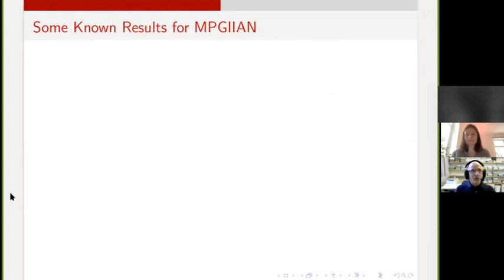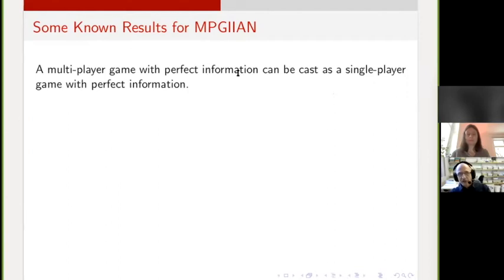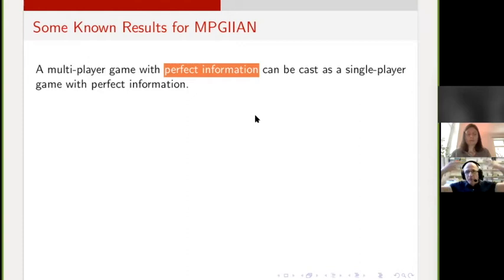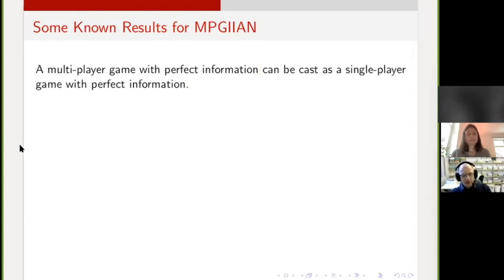Okay, so some known results or insights about this class. First, if the game is of perfect information, meaning that every player can distinguish any two locations, then we can view this as a single player game with perfect information. We could just see the set of players as one super player, if you want, with the joint actions as the actions of the super player. And then all the theory for single player games would apply for this class of games.